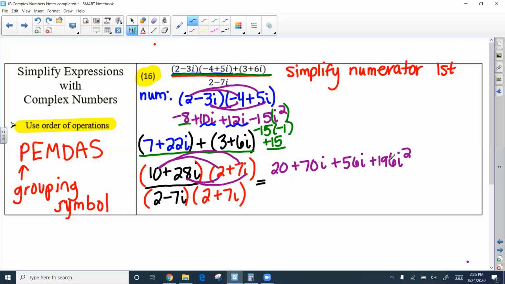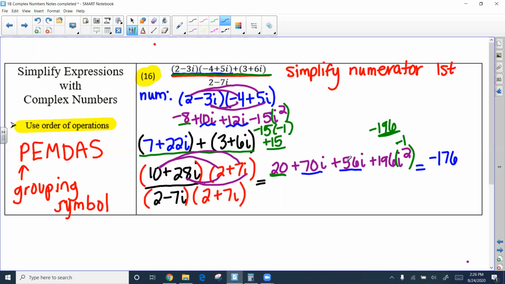Okay, let's simplify the i part and combine like terms. So the i squared here, remember i squared is -1. So this last term here, the 196 times -1, becomes a -196. And now that -196 can be combined with the 20. And so that gives me a -176 for the number part.